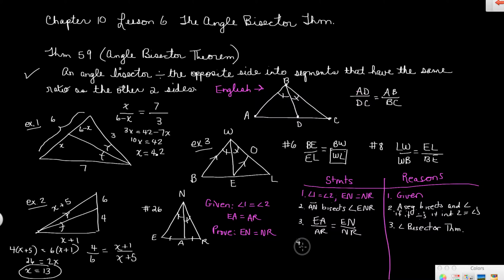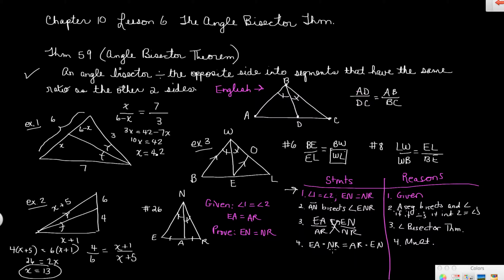Now we can cross multiply, go this way and go that way, and so we're going to get EA times NR equals AR times EN. And that's just multiplication. And that's that. Now look what we're trying to get. Our proof is that EN equals NR. So we want these two to be equal. But if you look up here in your given, we know that EN equals NR.